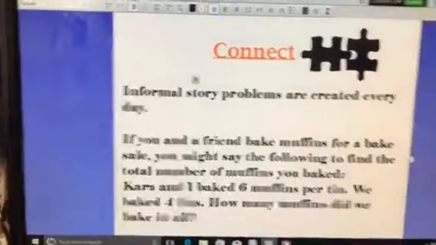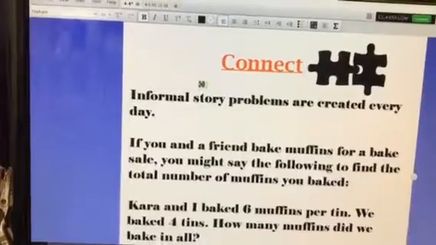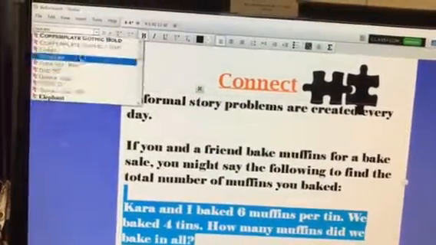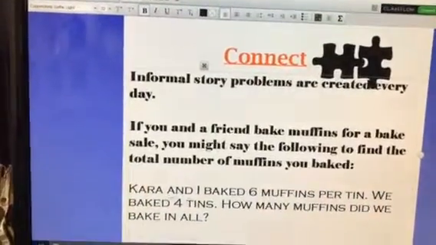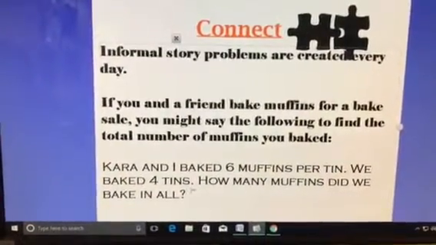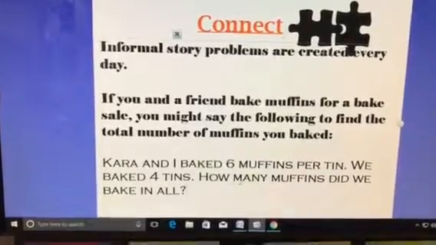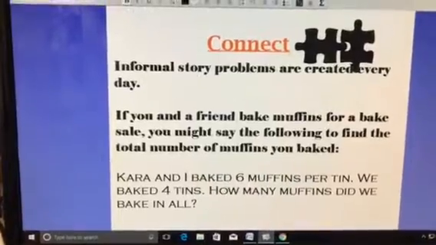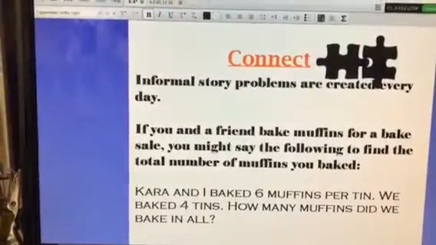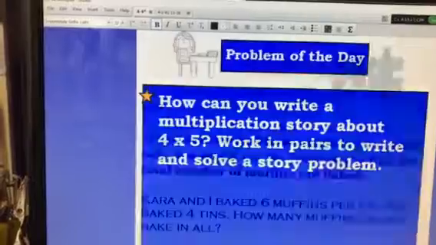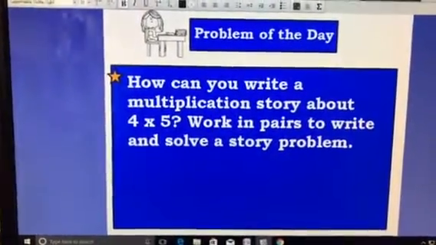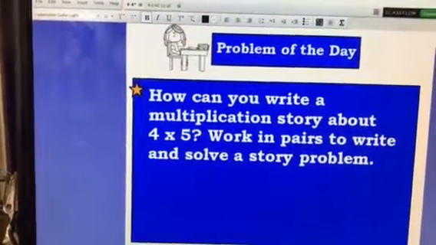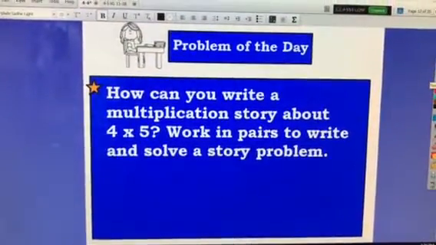Let's just make this a different color just so you can see it a little better. It says, Kara and I baked 6 muffins per tin. We baked 4 tins. How many muffins did we bake in all? So different problems like this might occur in everyday life, and we want to make sure that we're able to solve them. So our problem of the day was this. How can you write a multiplication story about 4 times 5?